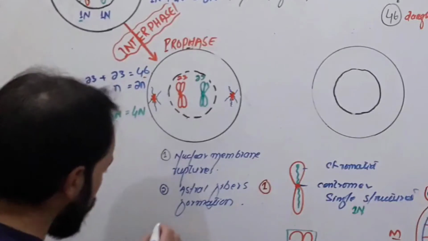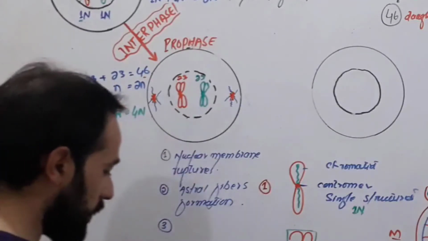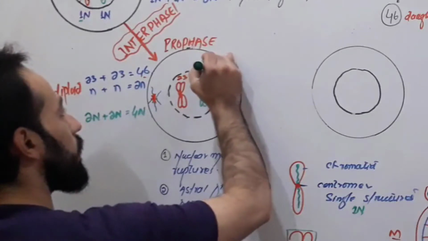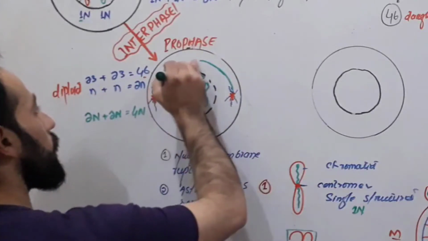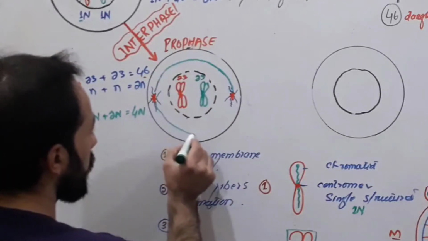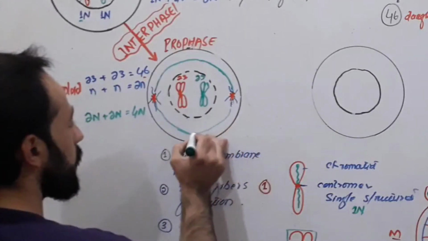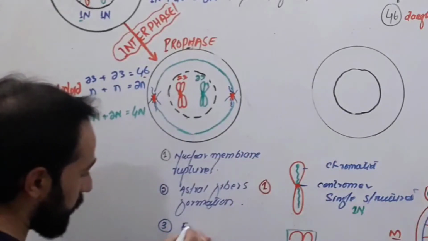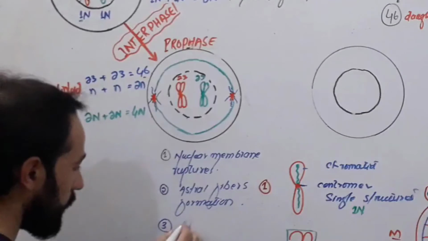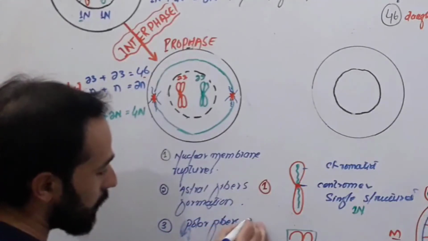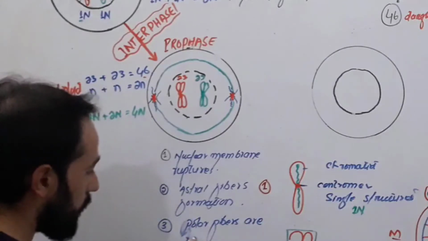Right? Then number 3, from these centrioles another group of fibers are formed, and these fibers are called the polar fibers, right? What do they called? They are called the polar fibers. So polar fibers are formed from centriole. What fibers? Polar fibers are formed.